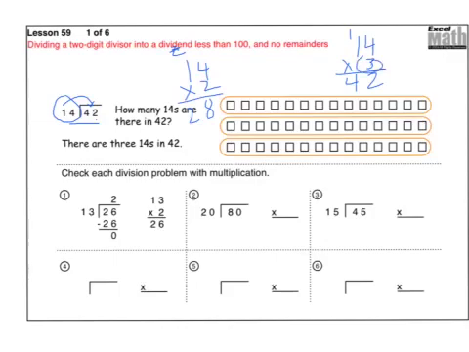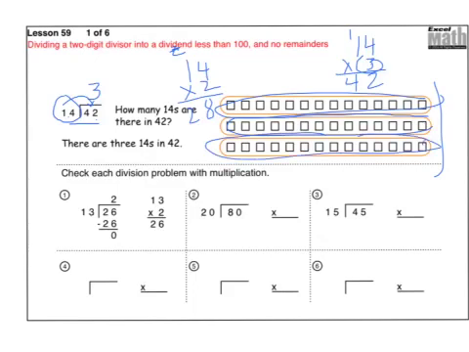So I know that 14 times 3, put the answer up there, is equal to 42. And here they show you a picture of 42 little squares split into 3 equal groups, and those 3 groups all have 14 blocks in them each, because 14 times 3 is 42.